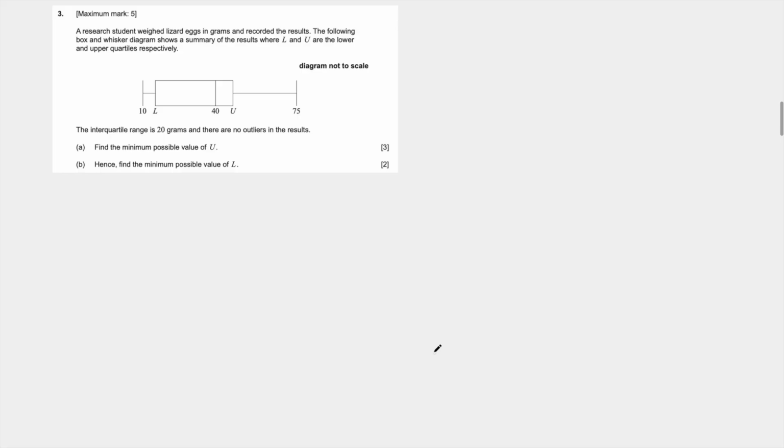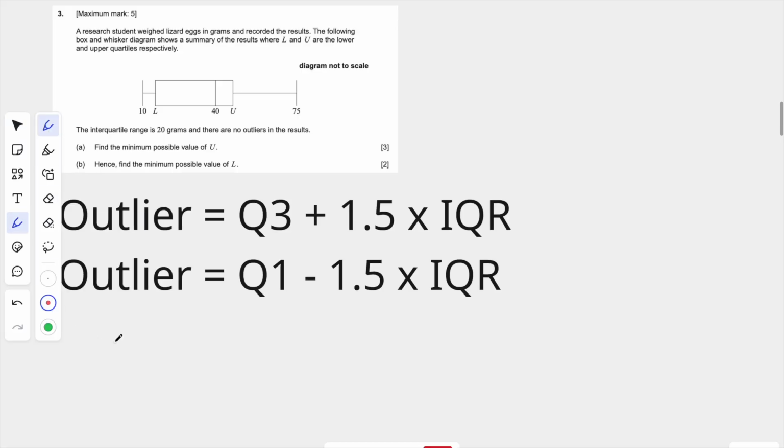We have to find out the minimum values of U and L, which based on the diagram provided, are the upper quartile, also known as Q3, and lower quartile, also known as Q1, values respectively. If you have studied anything about box and whisker plots, you would know that the following formulae can be used to determine whether a particular dataset contains outliers or not. As this dataset does not contain any, and we are asked to find the minimum value of U and L, we can still make use of these formulae by setting the outlier value to the maximum value in the dataset, which according to the diagram is 75.